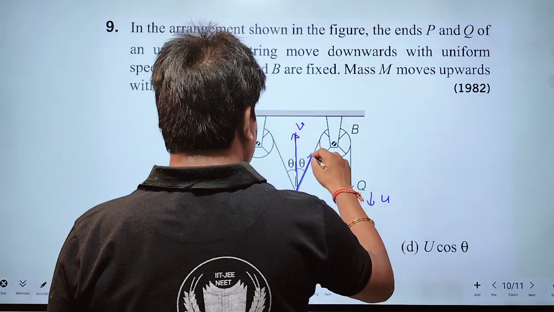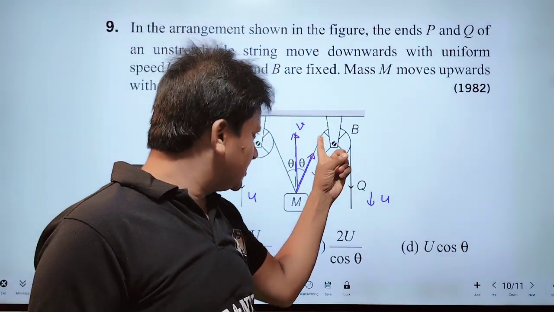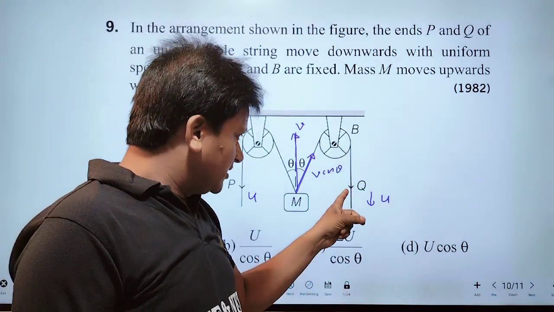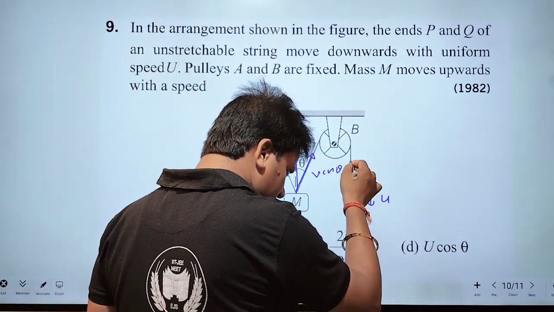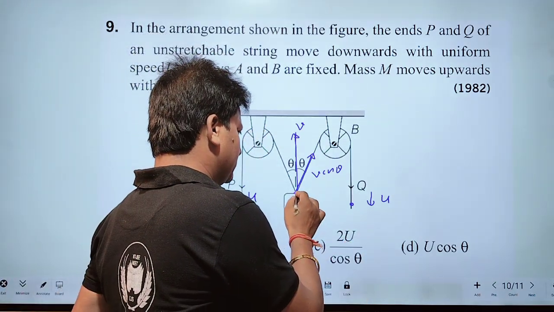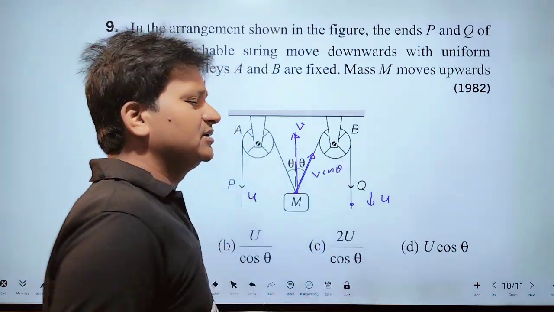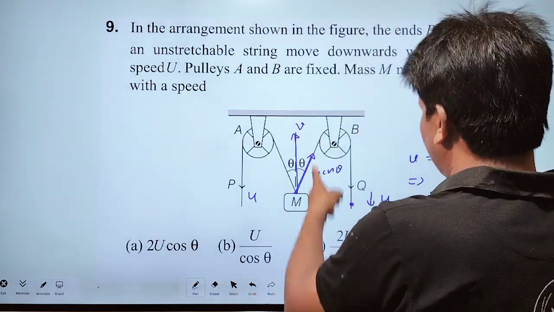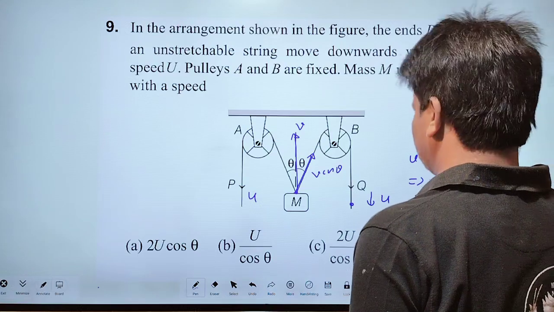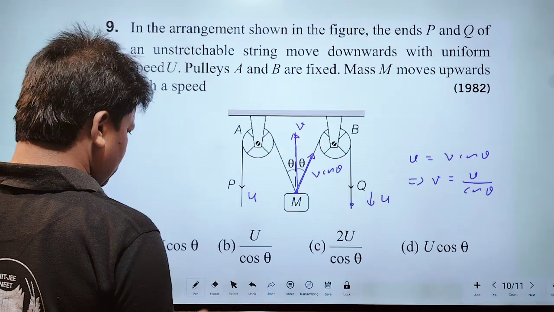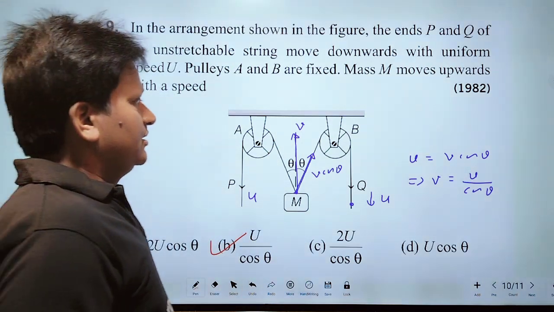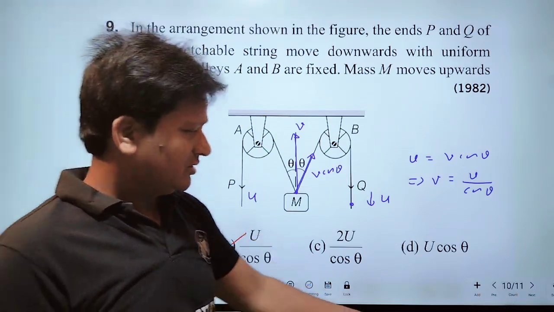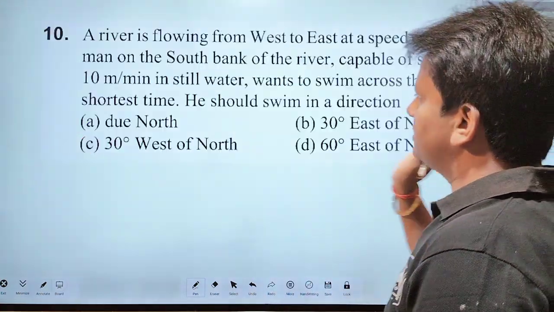We take component along the string, v cos theta. Here the string is tight. Therefore, velocity of each point of the string along the string will be same. This point has velocity u along the string, and this point has velocity v cos theta along the string. Both velocities will be same. U should be equal to v cos theta. We have to find the speed of block. Therefore, v should be equal to u by cos theta, which is correct. You can solve this question by differentiation method also, but that method will be very long. Now I am going to solve the next question, number 10.